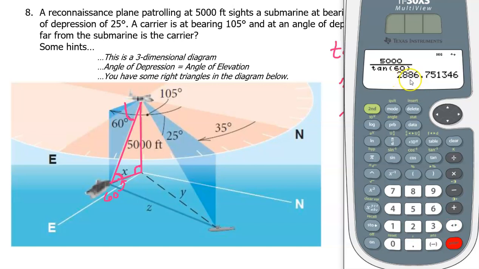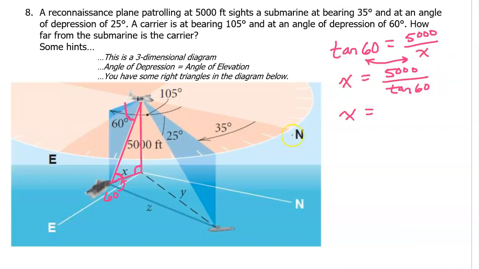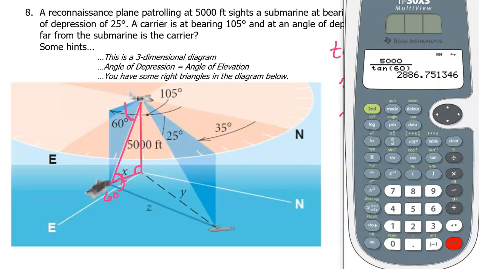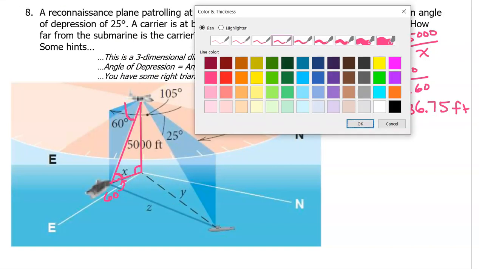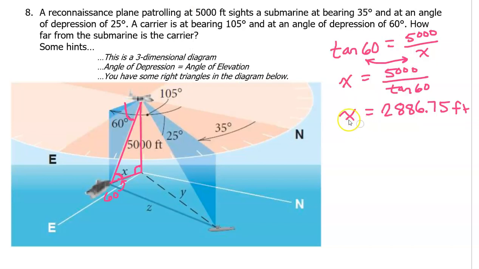Okay, 2,886.75. Okay, and we are talking about feet. 2,886.75. Let me double check. Okay, great. So we found X. Now let's find Y. Let me trace that out for you. So to find Y, we are going to focus our eyes on this purple triangle, which involves Y.